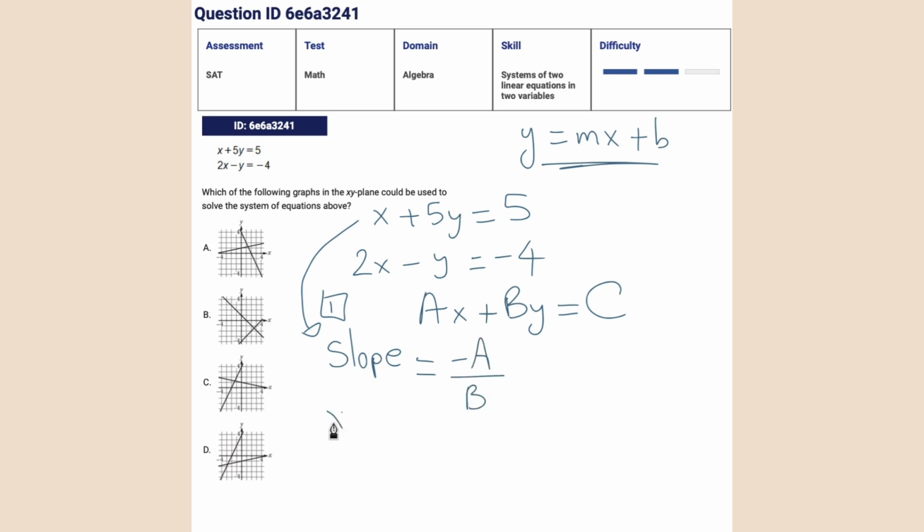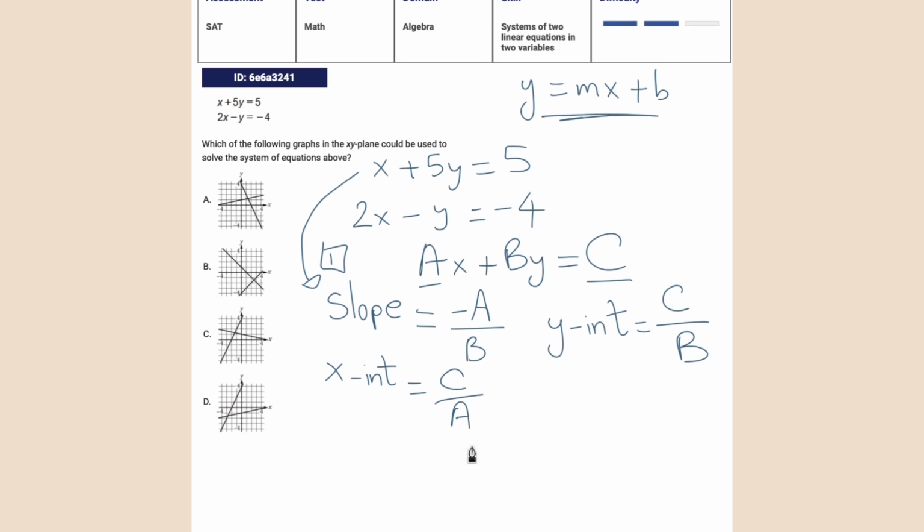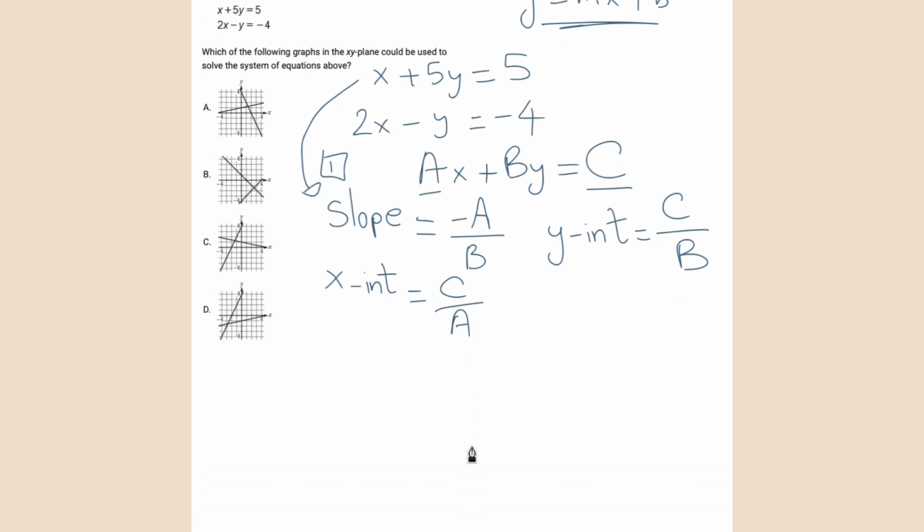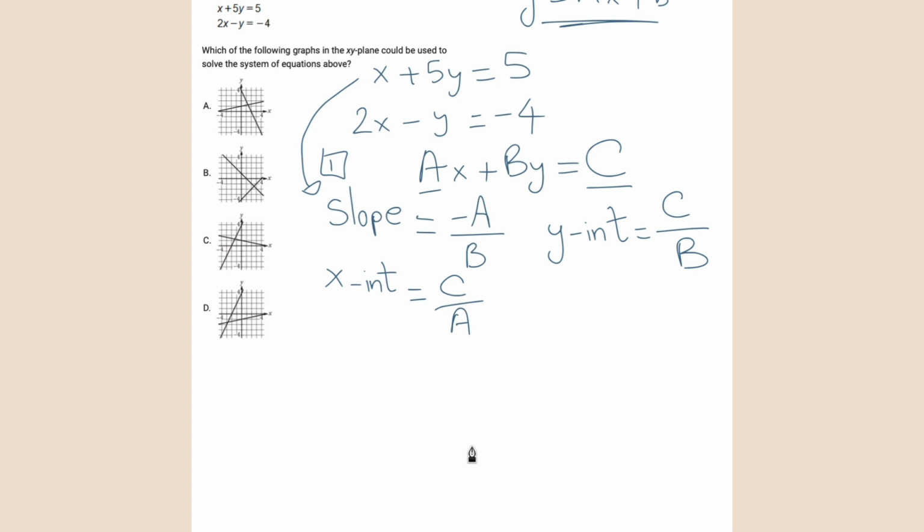The x-intercept can be found out by c divided by a, and the y-intercept is going to be c divided by b. All right, so that's how you do it, and this is much more easier. I'm going to show it to you very quickly. This is the second way.